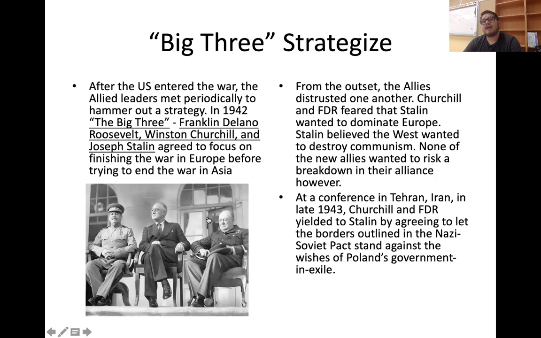Now, the big 3 strategize. After the U.S. entered the war, the Allied leaders met periodically to hammer out a strategy. In 1942, the big 3, which are going to be the 3 main leaders of the Allies, so it's going to be Franklin Delano Roosevelt, FDR, who is American, Winston Churchill, who is English, and Joseph Stalin, the person in charge of the Soviet Union, agreed to focus on finishing the war in Europe before trying to end the war in Asia. So they're going to get together and say, what's the most important thing here? It's going to be Europe.